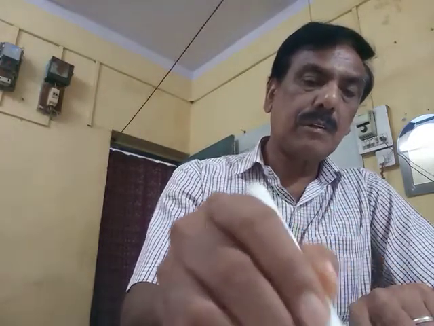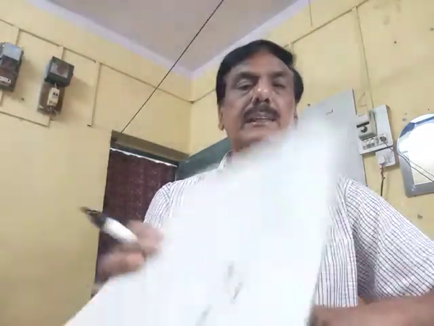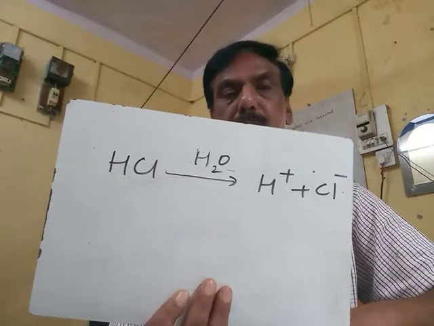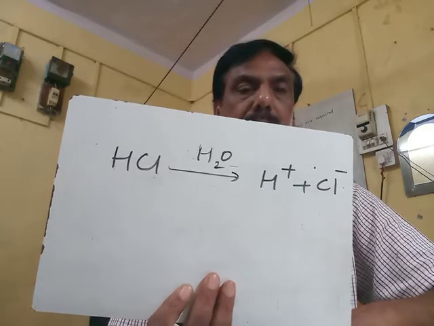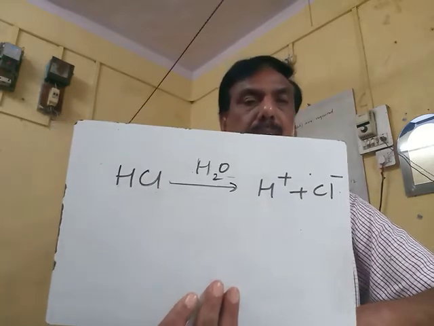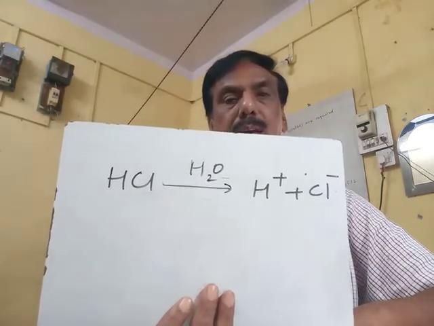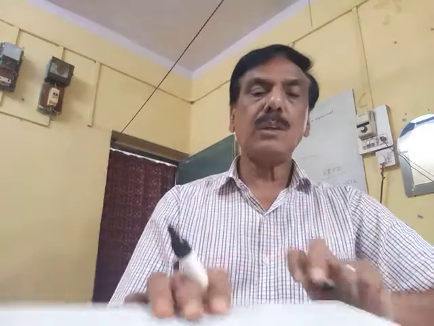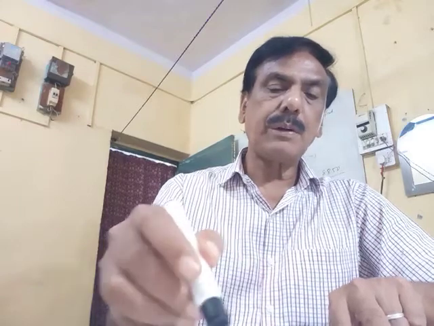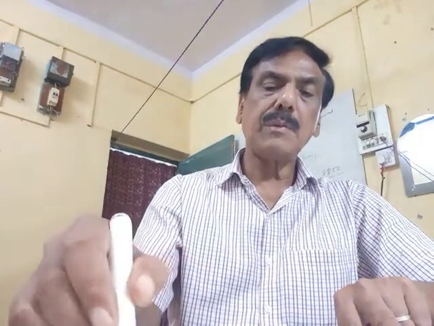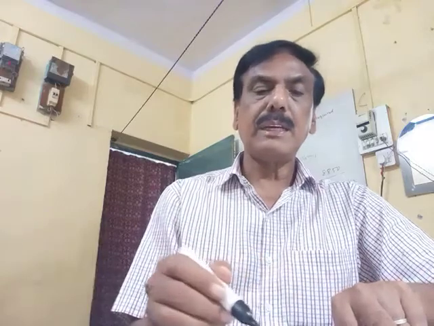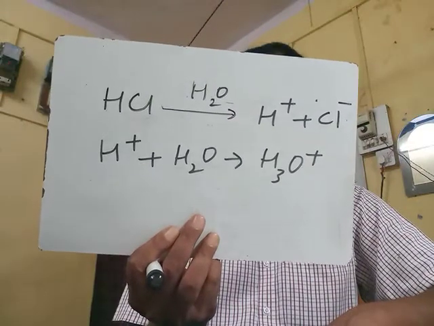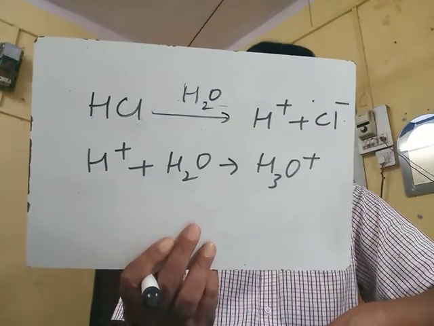This is when HCl is dropped in water. HCl is hydrochloric acid, a strong acid. It gets ionized completely, and therefore forms hydrogen ion and chloride ion. Again, what will happen here now? This hydrogen ion will react with a water molecule to form hydronium ion. This is hydronium ion.